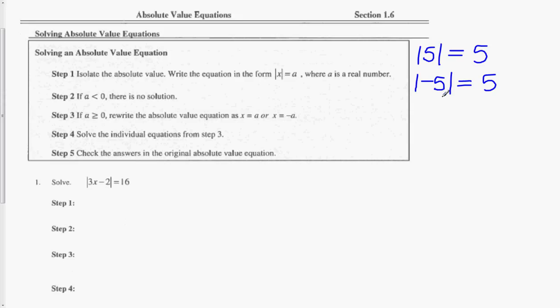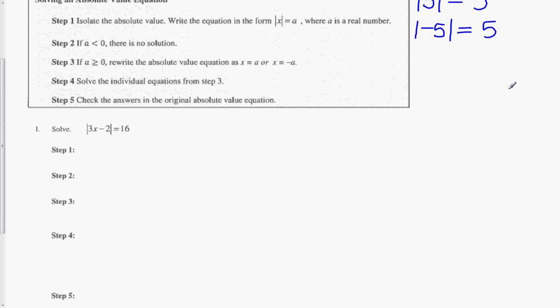So what we're going to do with these absolute value equations is we're going to have two things happen. We're going to take it out of absolute value, set it equal to the positive value of the equation, and then set it equal to the negative value of the equation. This is going to give us two equations to solve, and then we can go back and check our answers if we need to at the end. So if we've got something like the absolute value of 3x minus 2 equals 16, I don't really follow the steps that are over here on the left side. So I'm just going to write my two equations.